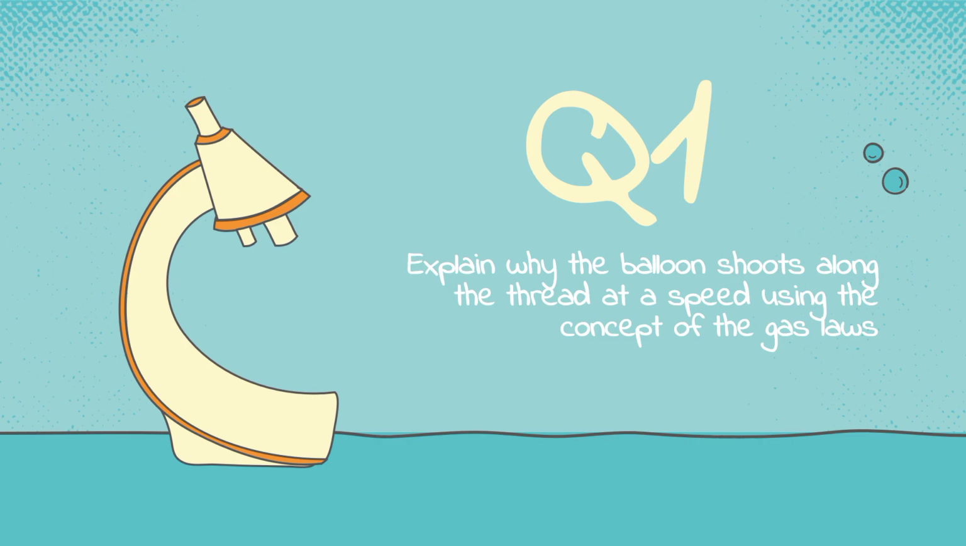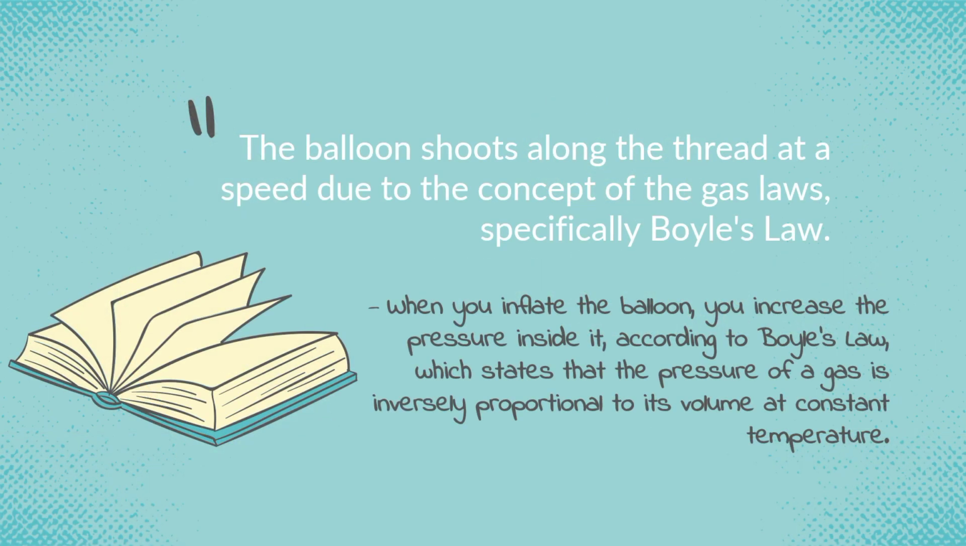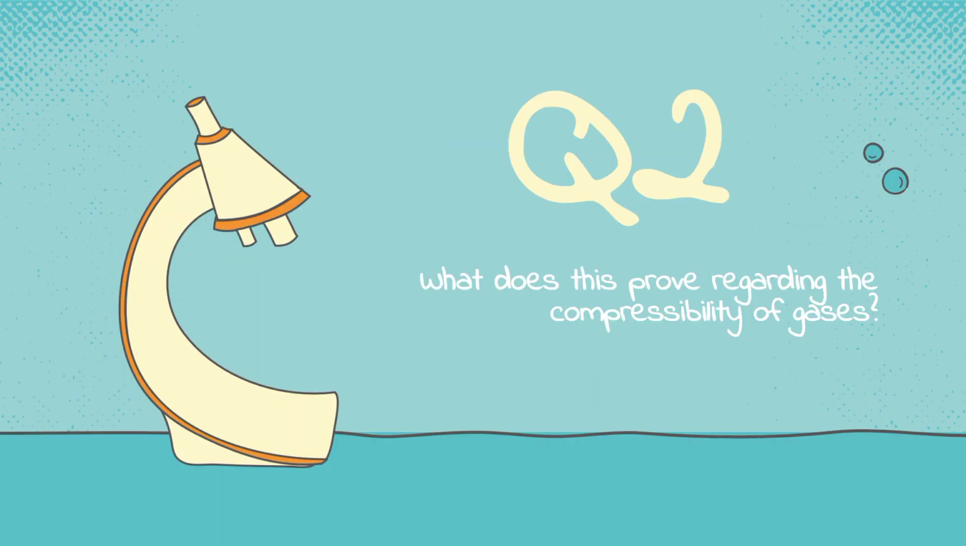Question number 1. Explain why the balloon shoots along the thread at a speed using the concept of gas laws. When you inflate the balloon, you increase the pressure inside it, according to Boyle's law, which states that the pressure of a gas is inversely proportional to its volume at constant temperature. When you release the air from the balloon, it rushes out rapidly, exerting a force on the surrounding air molecules. According to Newton's third law of motion, the air molecules exert an equal and opposite force on the balloon, propelling it forward.